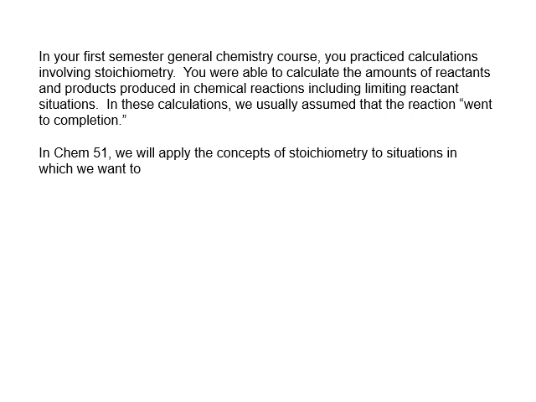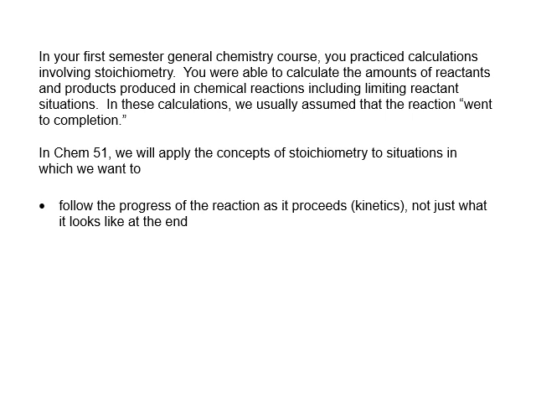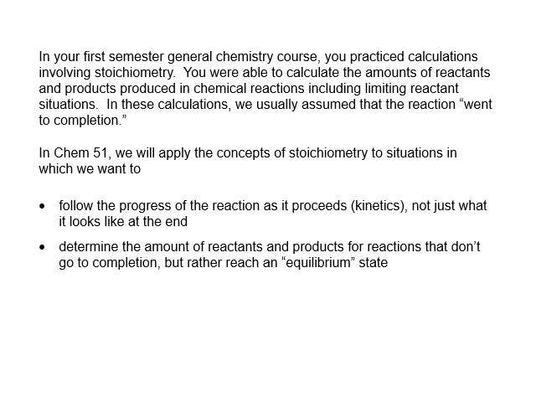In your first semester general chemistry course, you practiced calculations involving stoichiometry. You were able to calculate the amounts of reactants and products produced in chemical reactions, including limiting reactant situations. In these calculations, we usually assume that the reaction went to completion. In Chem 51, we will apply these concepts of stoichiometry to situations in which we want to maybe follow the progress of the reaction as it proceeds, which is the study of kinetics, not just what it looks like at the end, or determine the amount of reactants and products for reactions that don't go to completion, but rather reach an equilibrium state.